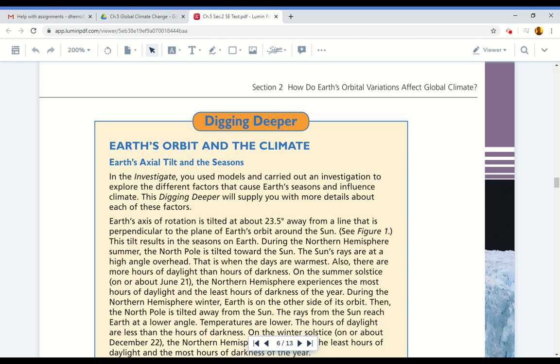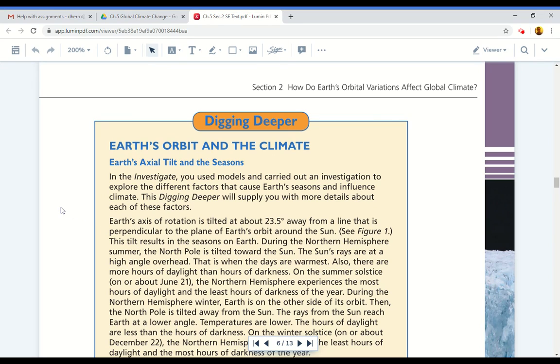Section 2. How do Earth's orbital variations affect global climate? Digging deeper. Earth's orbit and the climate. Earth's axial tilt and the seasons. In the Investigate, you used models and carried out an investigation to explore the different factors that cause Earth's seasons and influence climate. This digging deeper will supply you with more details about each of these factors.